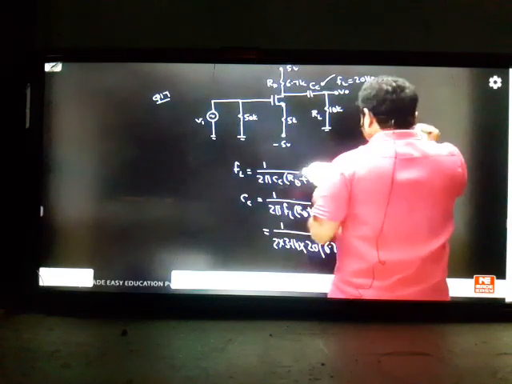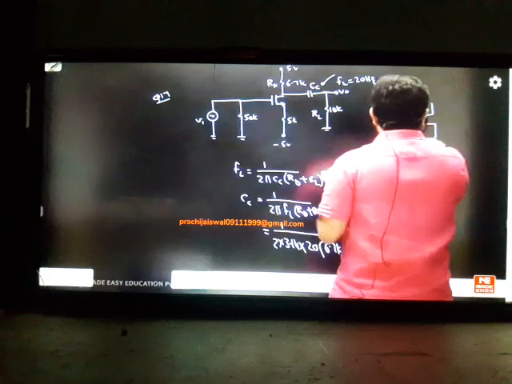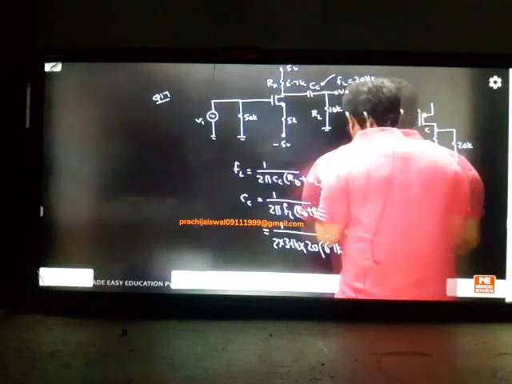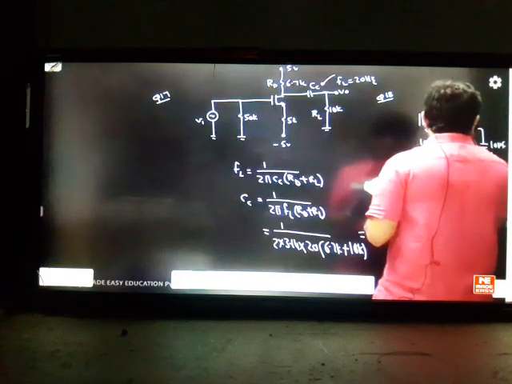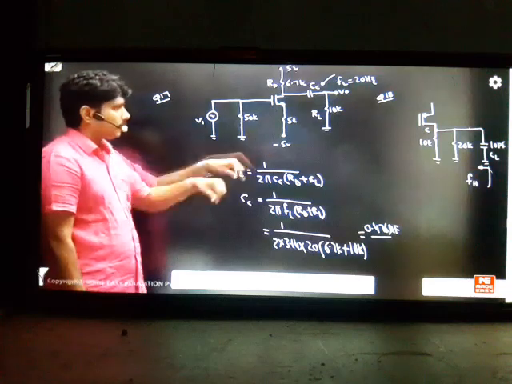If you see question number 18, correctly if you observe, he has given here below some 10k and 20k, which is at the collector point. And he has given one capacitance also here, that is 10 picofarads. He is asking you, please calculate FH. He is talking about the higher cutoff frequency. Seeing from the collector point, what is the higher cutoff frequency?